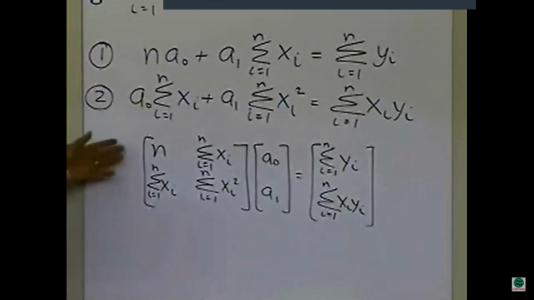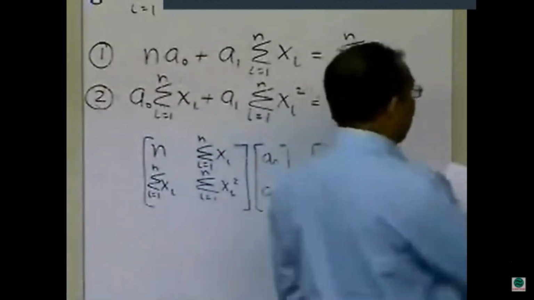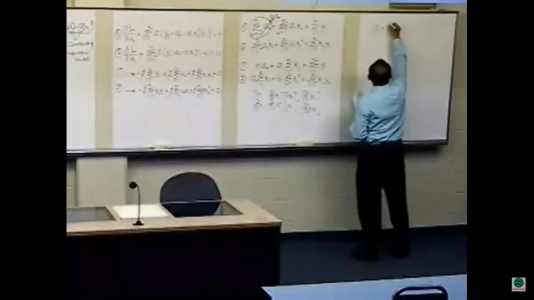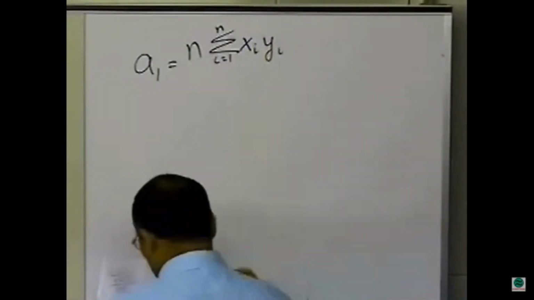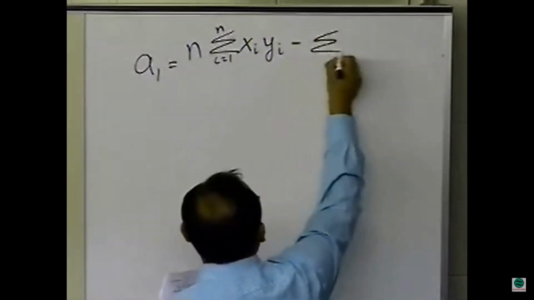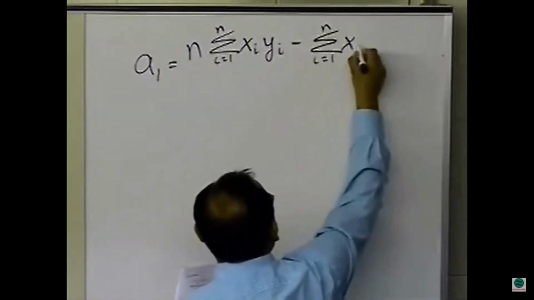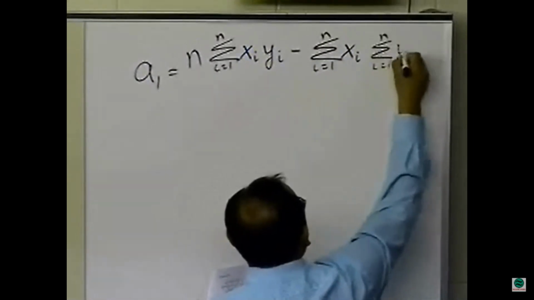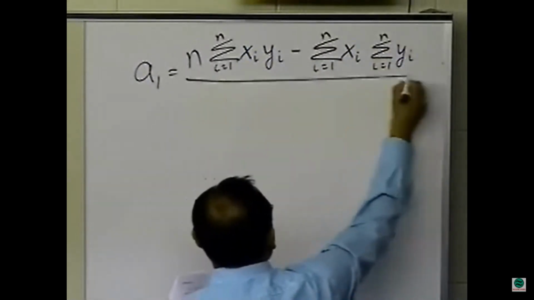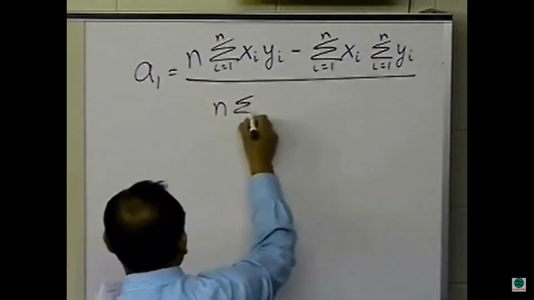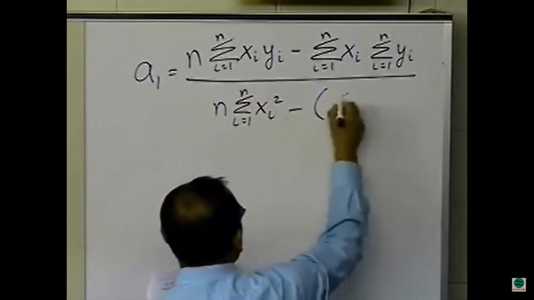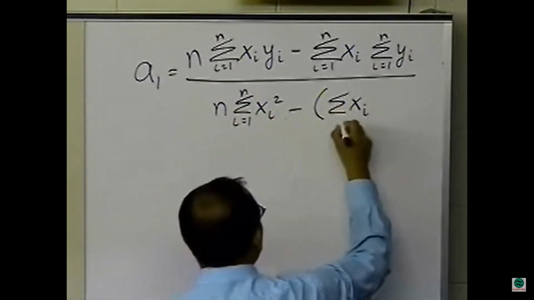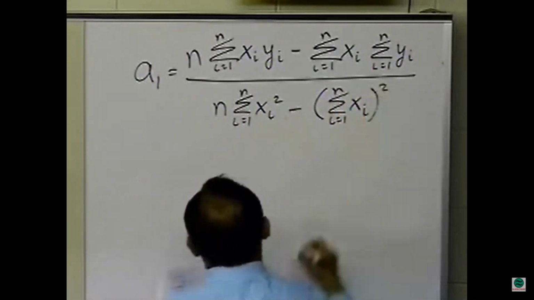So once you solve these two equations, two unknowns, which are written in the matrix form, this is what you're going to get. You're going to get a1 is equal to n times summation i is equal to 1 to n x of i y sub i minus summation i is equal to 1 to n x of i times summation i is equal to 1 to n y sub i, where n is simply the number of data points that you have. And then you're going to divide by n times summation x of i square, i is equal to 1 to n, minus summation x of i, i is equal to 1 to n, square.